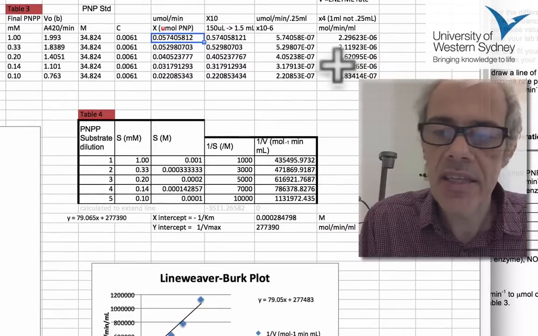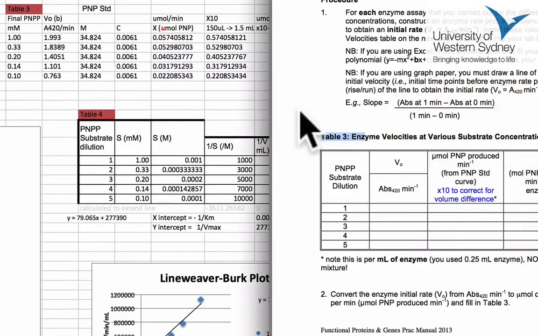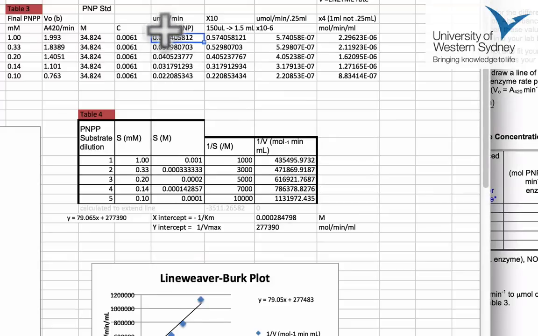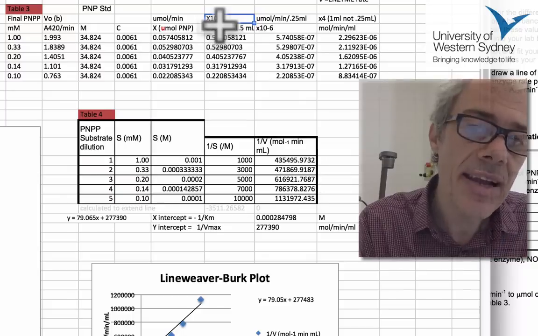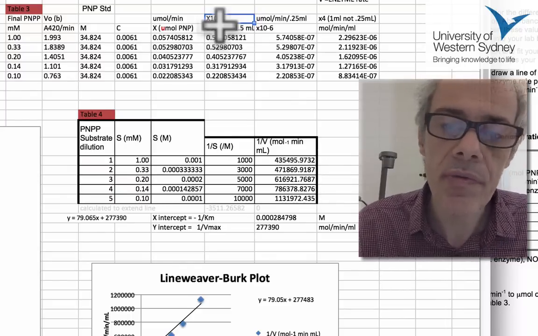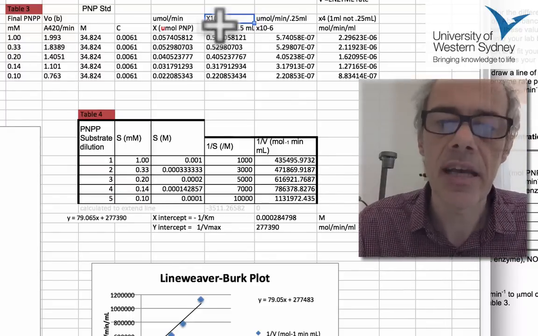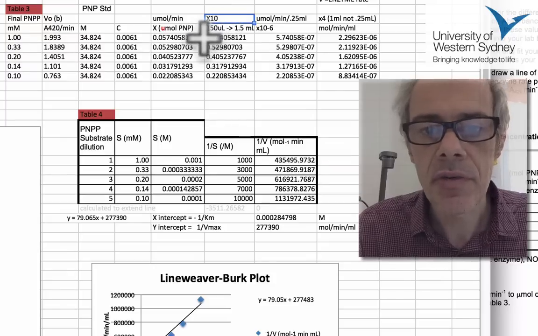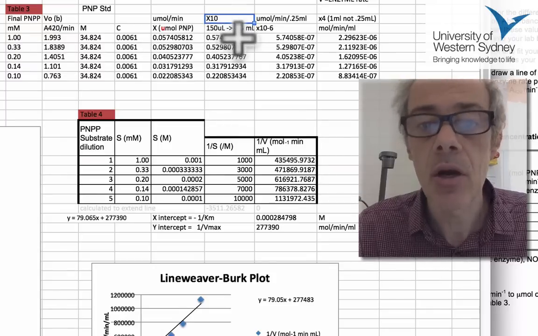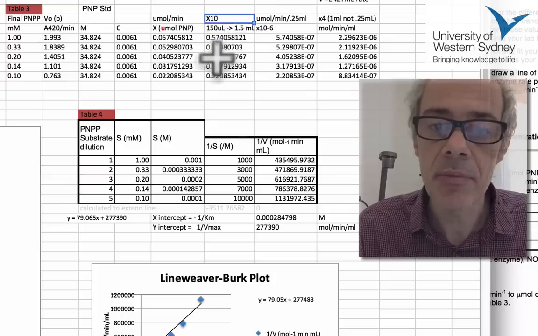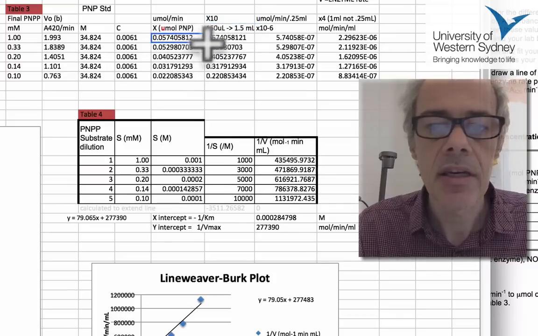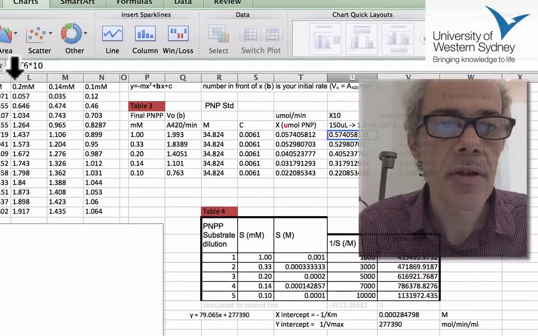I've then multiplied by 10, as indicated here, because we did a standard curve in 150 microliters. We did our enzyme assay in 1.5 milliliters. It's a tenfold difference. So to convert 150 microliters into 1.5 milliliters, you times it by 10. So this equals that value times 10.